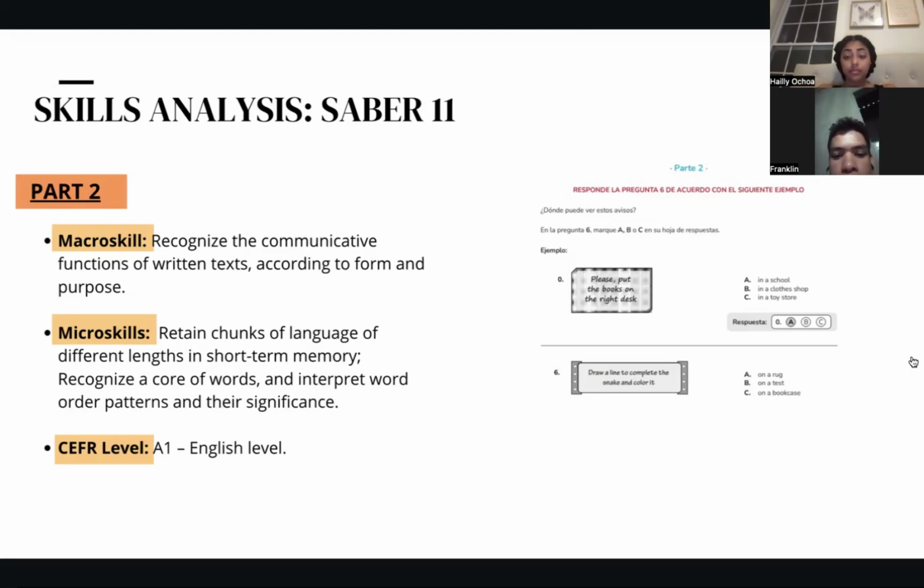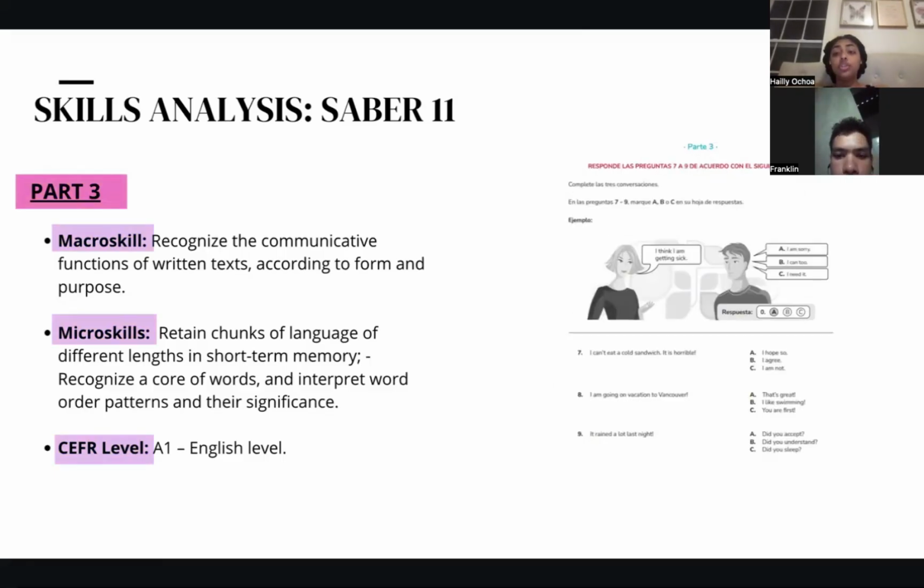We have a type of assessment related to multiple choice answers and questions. And right here we can see the division of the macro skill and the micro skills used for these types of assessment. For example, in this case, we can see the micro skill, which is related to the recognition of communicative functions of written texts, and the micro skills related to the retention of chunks of language, also the recognition of core words and interpretation of word order patterns. And also, this part of the test has an A1 English level of difficulty.